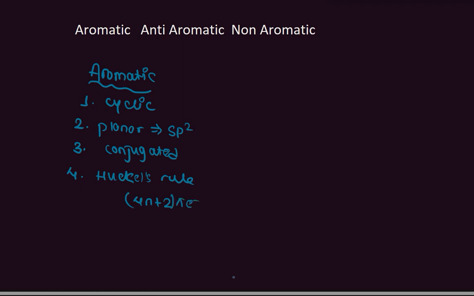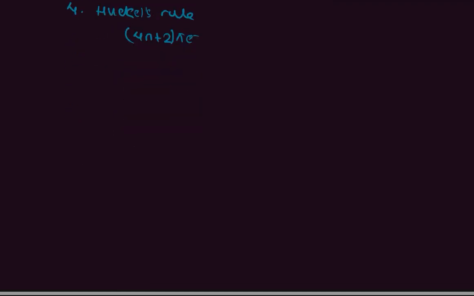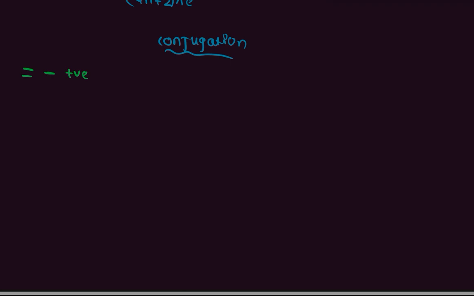So first of all, let's decode what is conjugated. What is meant by conjugation? If a compound contains a double bond, a single bond, and a positive charge, then this compound is a conjugated compound.